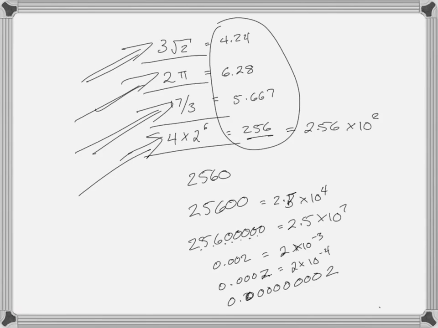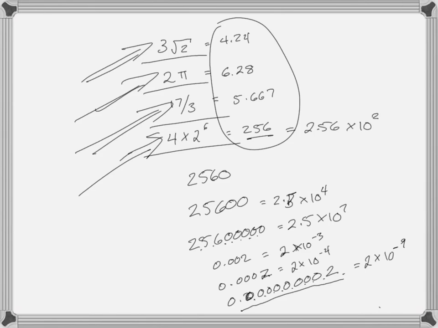0.000000002 is, again, count the number of places that you have to move your decimal to get one digit: 1, 2, 3, 4, 5, 6, 7, 8, 9. That's 2 times 10 to the minus 9. You need to be able to use scientific notation. You need to be able to write your numbers like that. You should never be writing a number that has that many zeros to the left or the right of it. So the rule of thumb is if you're more than 4 or 5 digits to the left or right of the decimal place, you need to write it in scientific notation.